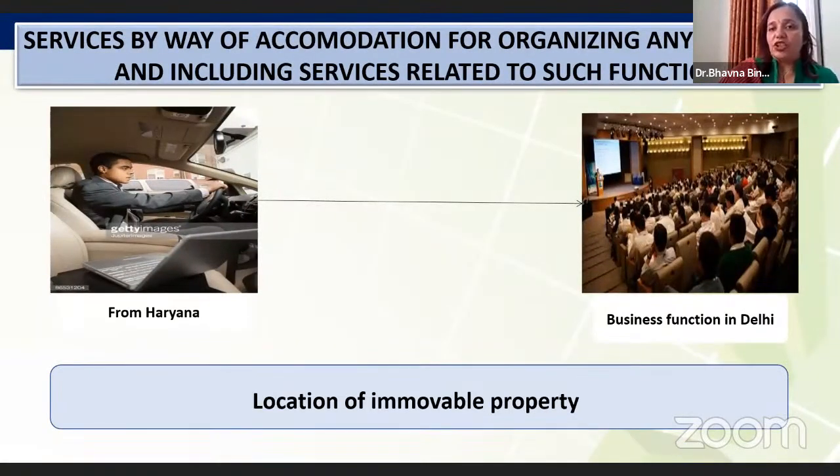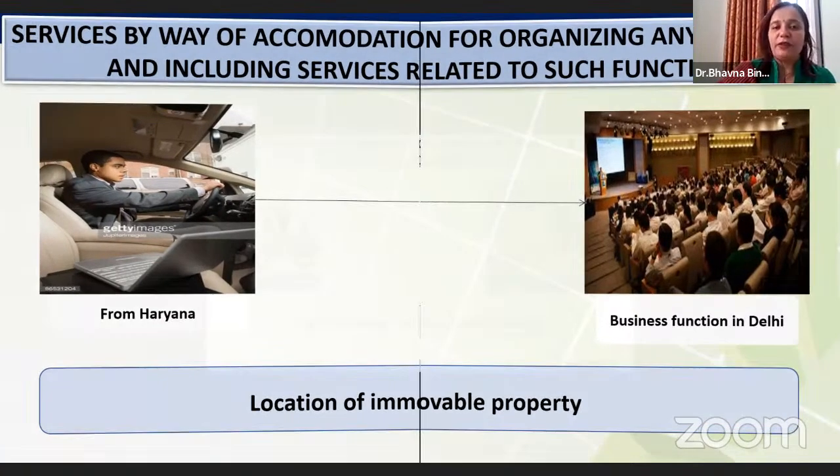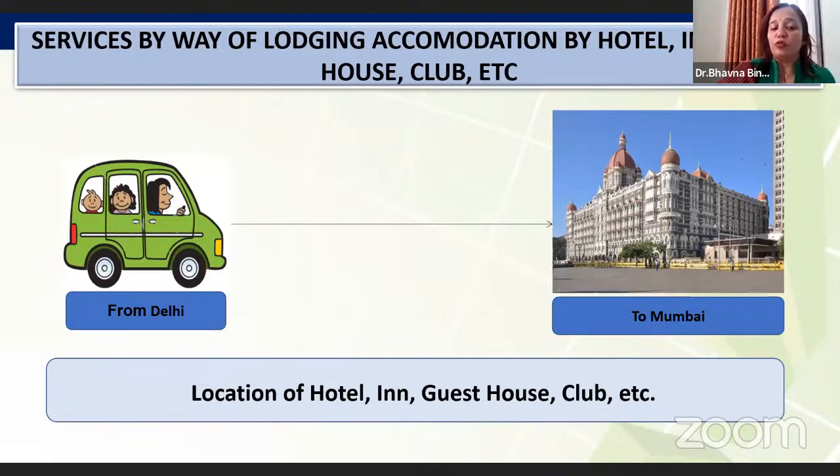कोई accommodation for any function and including services for that such function, जहां से भी हम आ रहे हैं, लेकिन हमें अकोमोडेशन दिया जा रहा है रहने के लिए फॉर सम बिजनेस फंक्शन, the location of the immovable property would be the place of supply. अगर मैं किसी होटल में घूमने जा रही हूँ और किसी होटल में जाके रह रही हूँ, मैं कहाँ से भी बिलोंग करती हूँ, सपोज मैं मुंबई के ताज होटल में जाके रहने जा रही हूँ, मुंबई would be the place of supply.